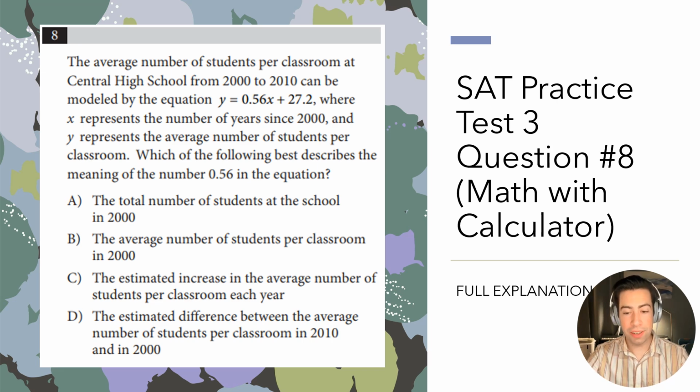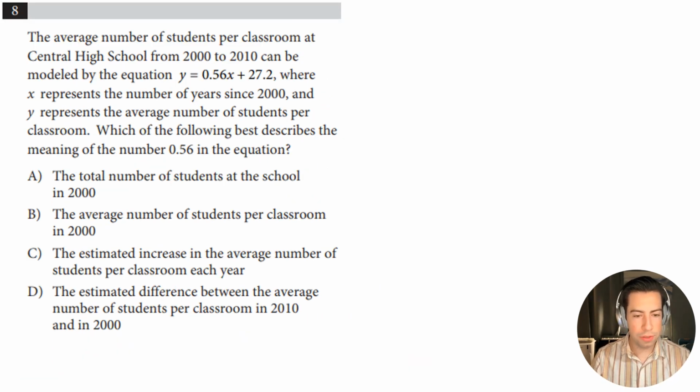All right, question number 8, let's get right into it. So we have the average number of students per classroom at Central High School from 2000 to 2010 can be modeled by the equation y equals 0.56x plus 27.2, where x represents the number of years since 2000 and y represents the average number of students per classroom. Which of the following best describes the meaning of the number 0.56 in the equation?